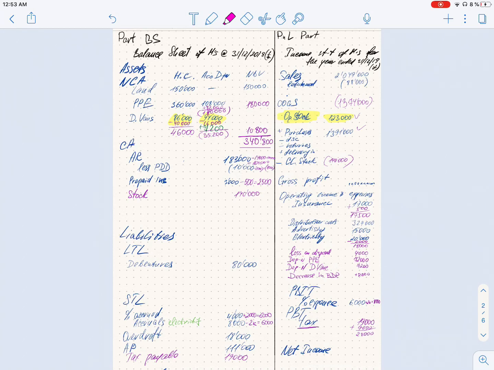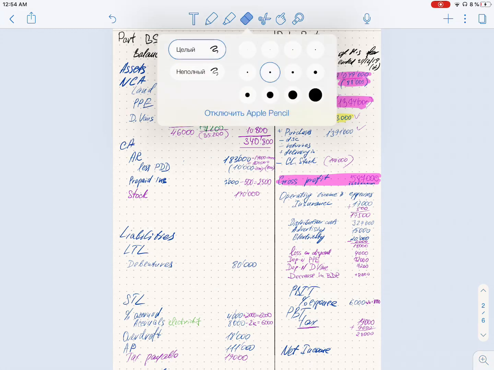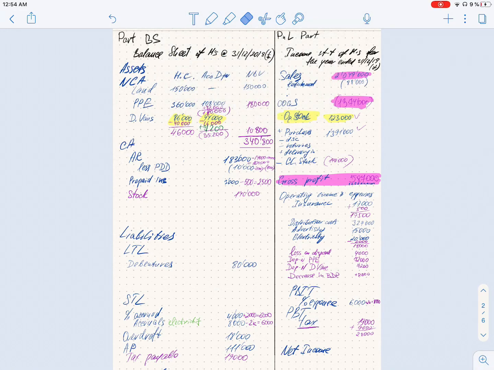So sales less returns, less cost of sales, eventually gives us gross profit, which is 587,000. I have highlighted lines which should be used, and now I'll remove the highlights in order not to confuse you with the following calculations. So I will remove highlights here, here, and here.